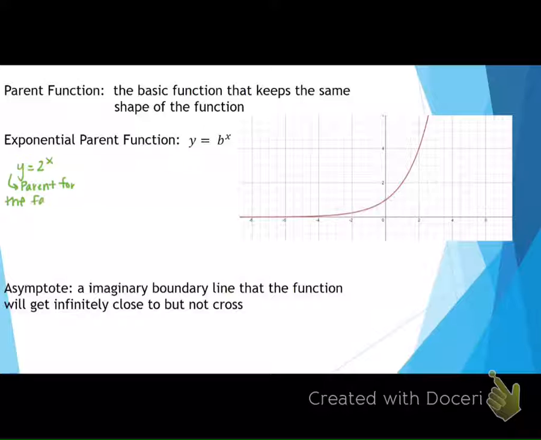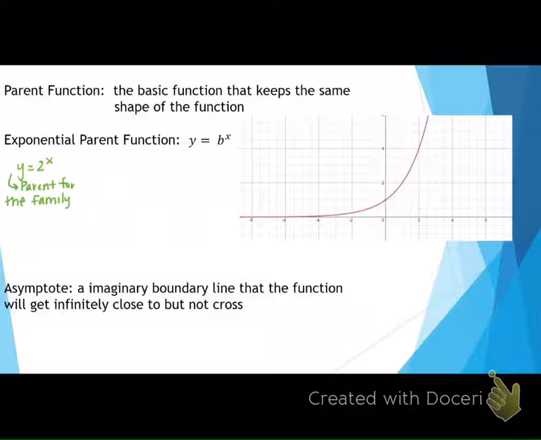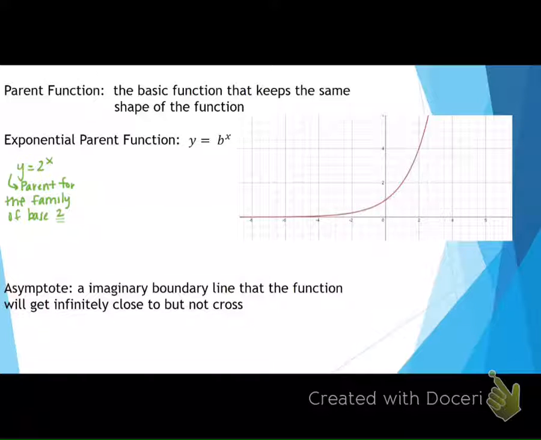Did you say family because it's called a parent function? Yes. That's the only reason why I'm using that word. I don't know, honestly.